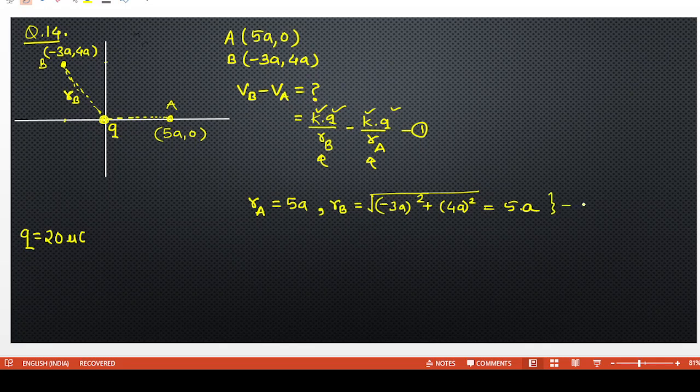You can call this set of equations as 2. Use equation 2 in equation 1. What will be the potential difference between these 2 points? It will be kq upon 5a minus kq upon 5a, 0 volt. Between these 2 points, you will have 0 potential difference.